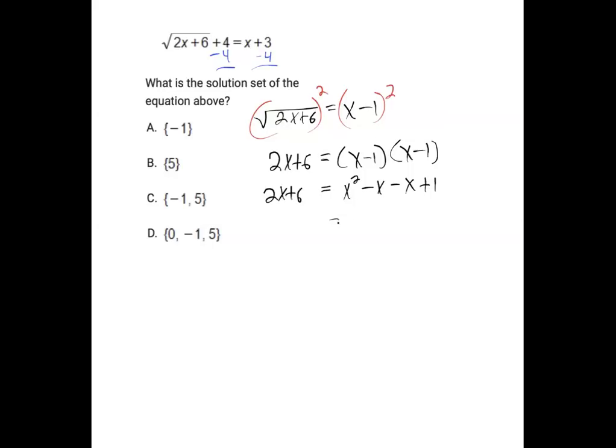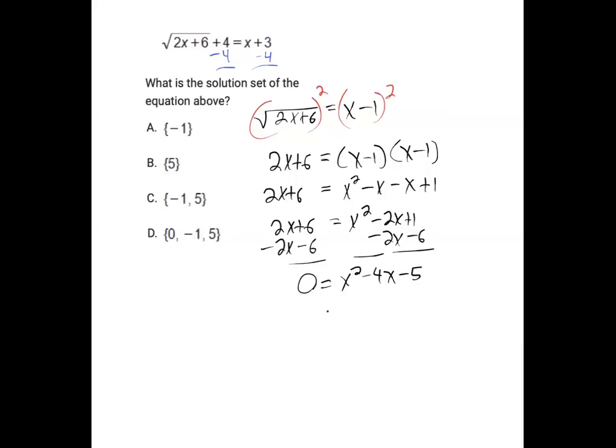And now we can combine some like terms. X squared minus 2x plus 1 equals 2x plus 6. And then we can get everything on one side equal to 0. And the reason for that is because this is a quadratic. To solve quadratics, you get everything on one side equal to 0, preferably with the x squared term being positive. So right now we'll have 0 equals x squared minus 4x minus 5.